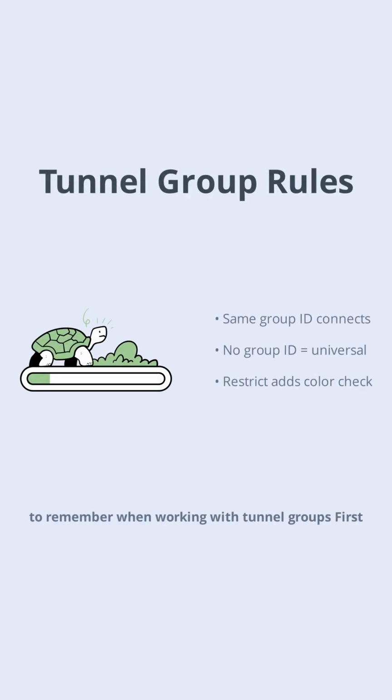There are a few important rules to remember when working with tunnel groups. First, TLOCs can only establish tunnels with remote TLOCs that have the same group ID, no matter their color. Second, TLOCs with any group ID will also form tunnels with TLOCs that have no group ID assigned. Finally, if you use the restrict option with tunnel groups, tunnels will only form between TLOCs that share both the same group ID and color. These rules give you precise control over your overlay network.